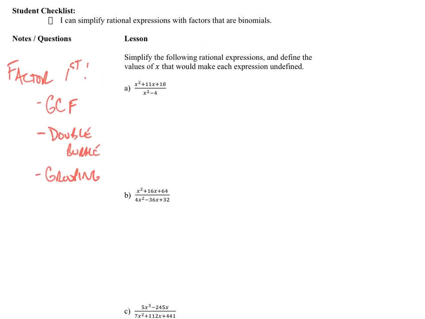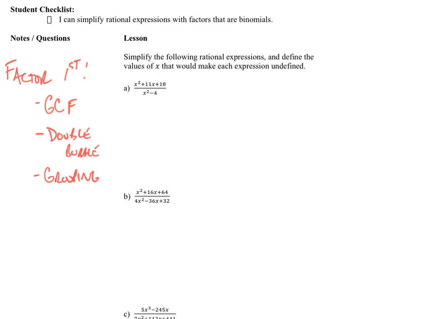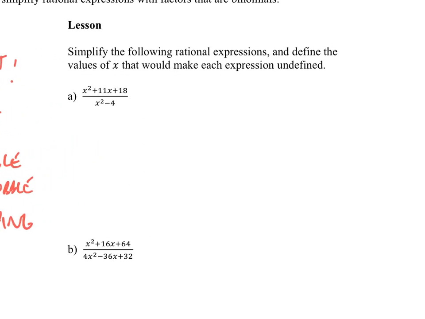So, starting with example A. I can't find a GCF of either of these, so I'm basically going to do what I would if I were trying to find the roots. I would factor them, so I would look for factors of 18 for my numerator that add up to 11. If I multiplied 9 and 2, I would get 18, and if I add 9 and 2, I'd get 11. So because my a value is 1, all I have to do is go x plus 9 times x plus 2. I don't need to use grouping. That's just a simple double bubble because that's a 1x squared.